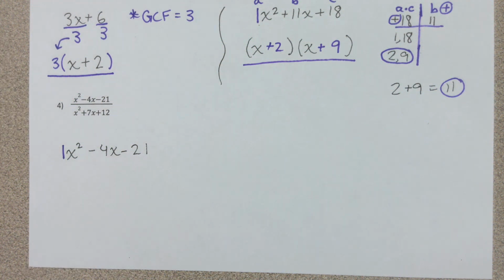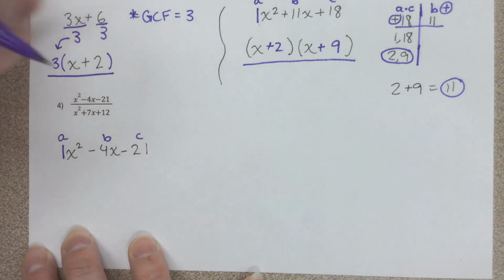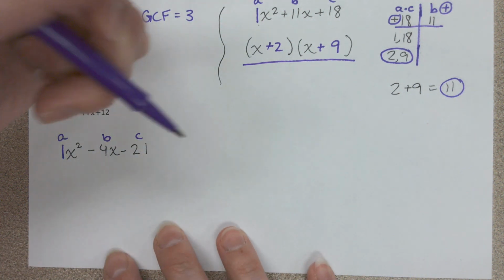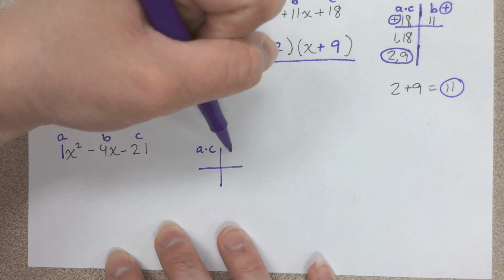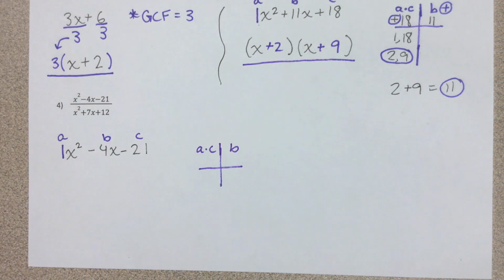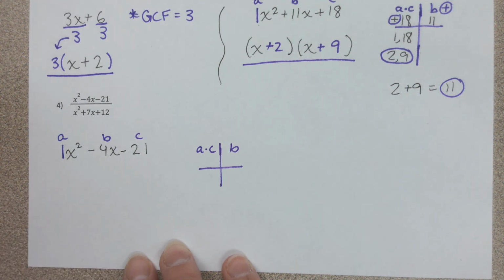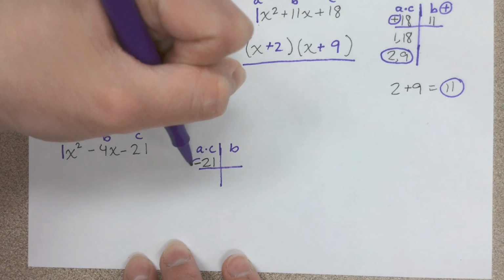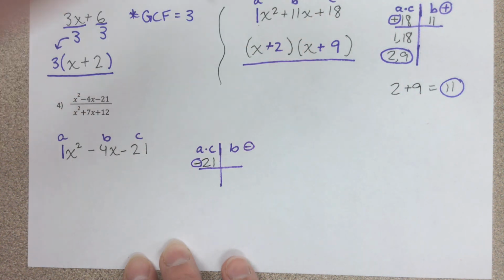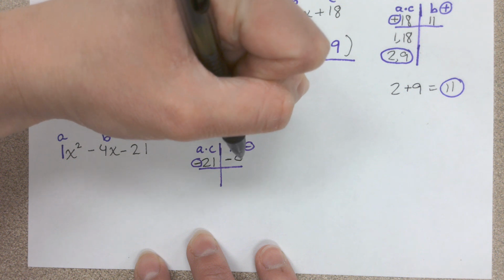Move along. Trinomial, 3 terms. A, B, and C. So we're going to set up our ACB chart. A times C on the left and B on the right. A times C, 1 times negative 21, negative 21. Since it's negative, we're going to subtract on the right side. B in the middle is negative 4.